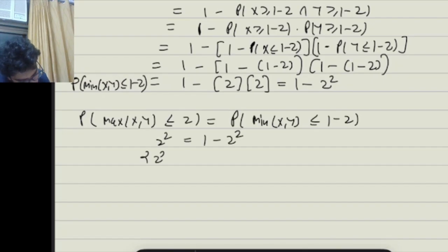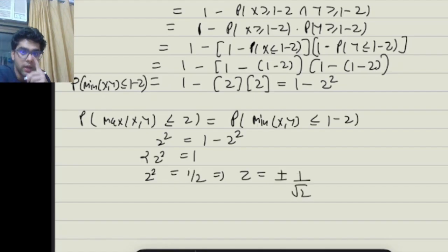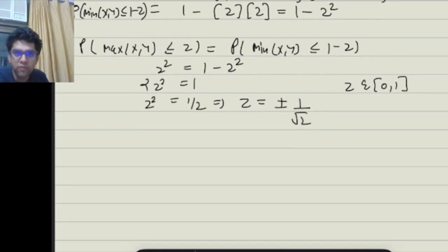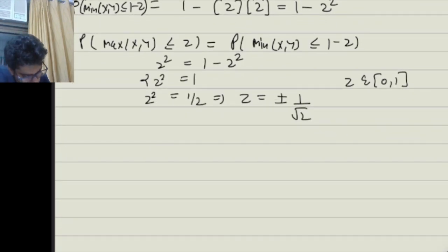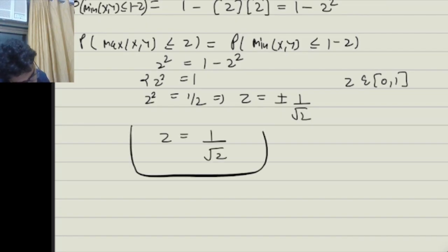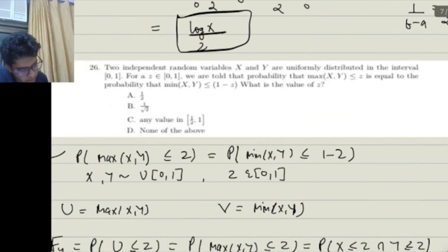So 2z square is equal to 1. Z square turns out to be half, which implies z is equal to plus minus 1 by root 2. But it is given to us that z belongs to 0 to 1. So we'll reject the value of z being minus 1 upon root 2. So final value would be z is equal to 1 upon root 2, right? So this is our final value. Let me just see if it matches. Yes. So z is our final value, which is 1 upon root 2, which is option B.